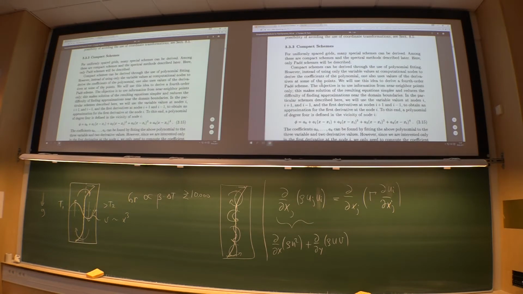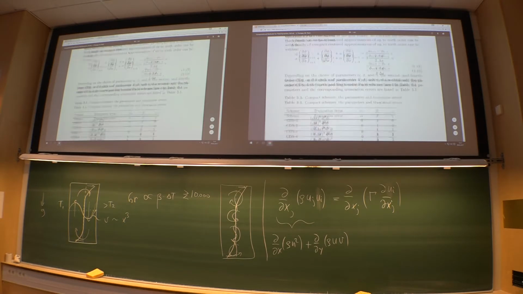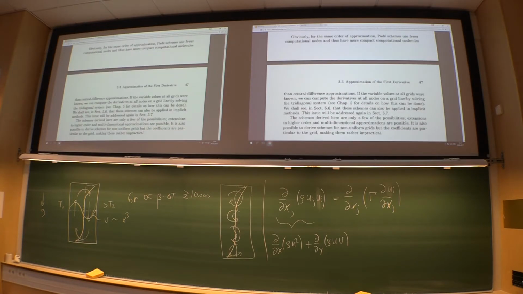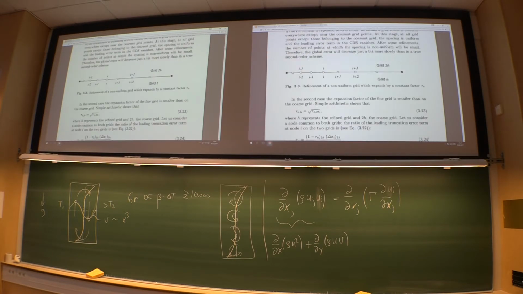That, of course, also with ordinary finite differences based on Taylor series. It's possible to make them smaller with these compact schemes, mixing it up a little bit, but I won't go through any of this. You can have a look for it yourself if you are interested. So central differencing schemes, CDS as he calls it, and then Padé, meaning based on polynomials. Yeah, non-uniform grids, not so interesting.